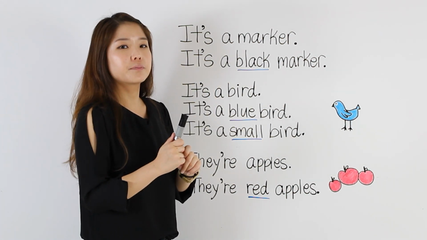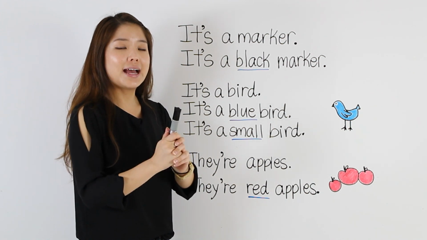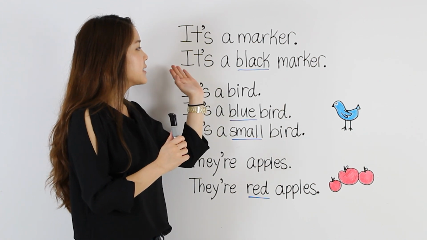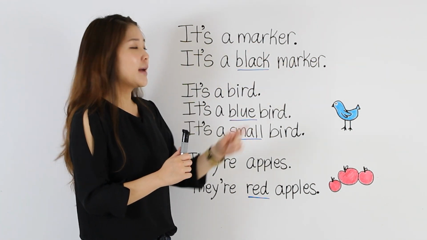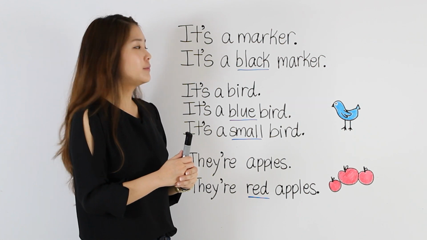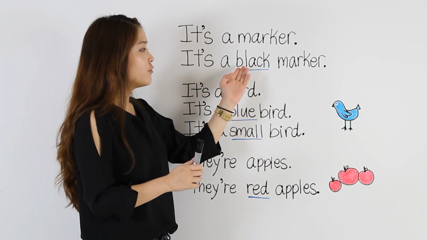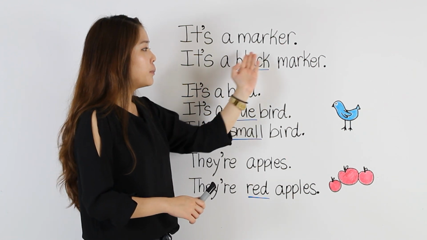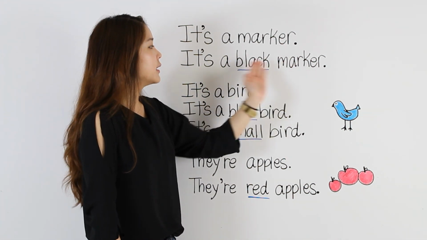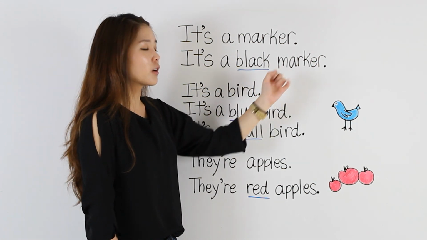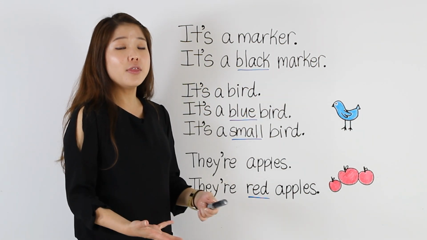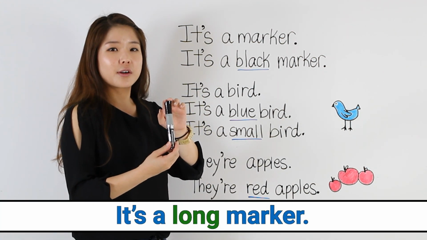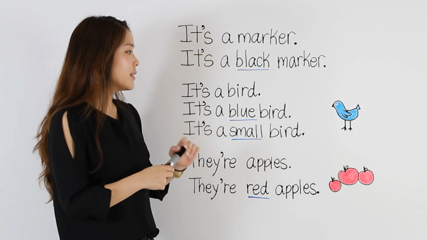It's a marker. Now, I want to use an adjective to describe the color. I'm going to say it's a black marker. Black is the adjective. Now notice I have to put the adjective after the article a, but before the noun marker. It's a black marker. Now I can use another adjective to describe its size. It's a long marker.